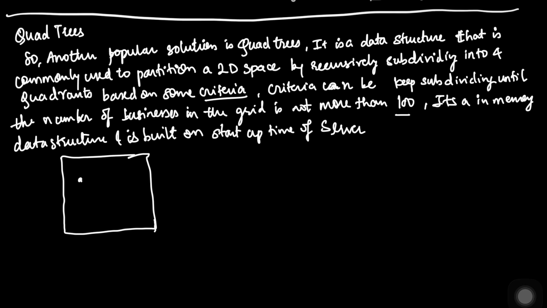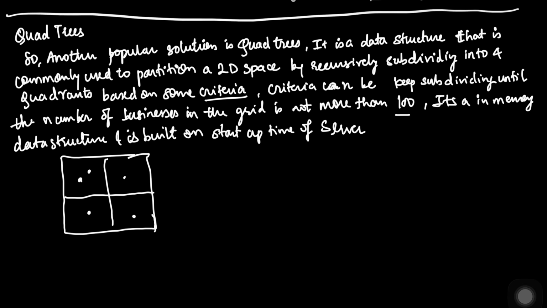This I would assume to be my earth, this particular square. Let's say I have one business over here, one business here, and one business here. Now we have 4 businesses in this quadrant, and let's say after some time a fifth business comes to my grid. Then it has exceeded the number of businesses acceptable by my criteria, which is 4, and now there are 5 businesses. I'll immediately divide my grid into 4 quadrants.